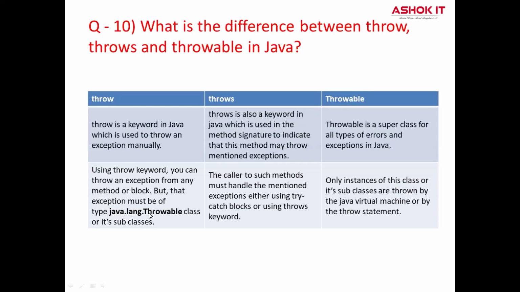When you are using the throw keyword, you can throw an exception from any method or block, but that exception must be of type java.lang.Throwable or its subclass. With throws, the caller of such a method must handle the mentioned exception, either using a try-catch block or using the throws keyword. And throwable is what? Only instances of this class or its subclasses are thrown by the Java virtual machine.